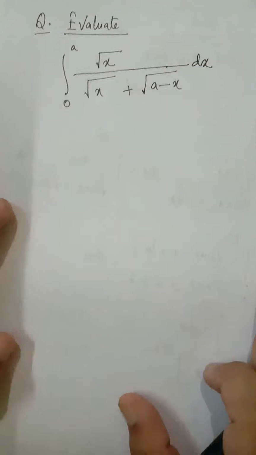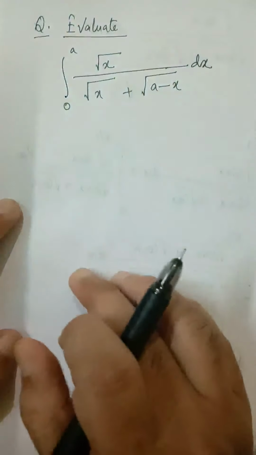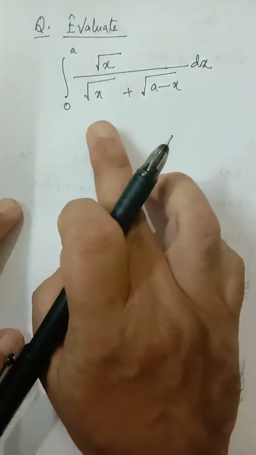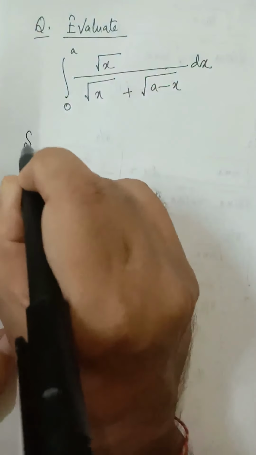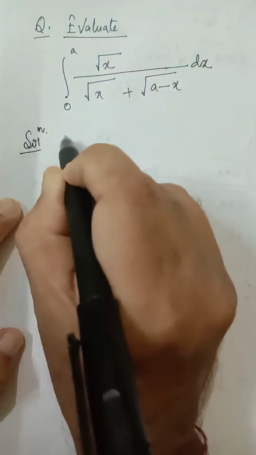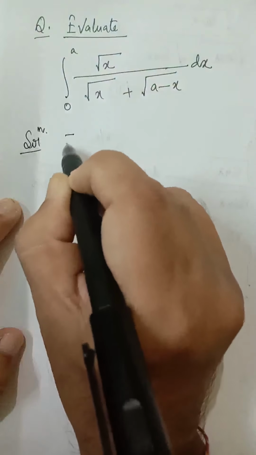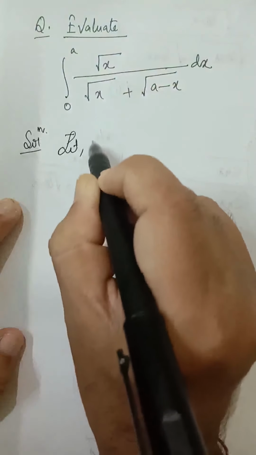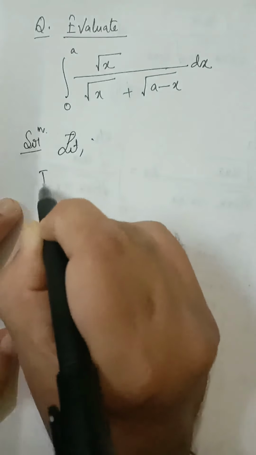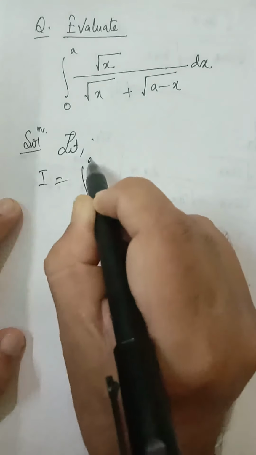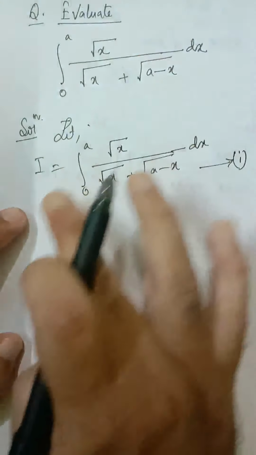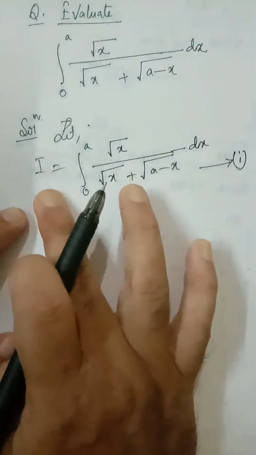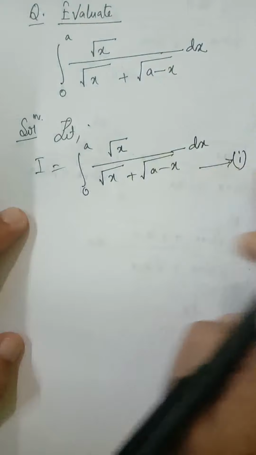Next question is to evaluate the integration of 0 to a of root x by root x plus root a minus x dx. In the first step, we will consider the given integral as I. So let I equal to the integral from 0 to a, given integral, considered as I and marked by 1.